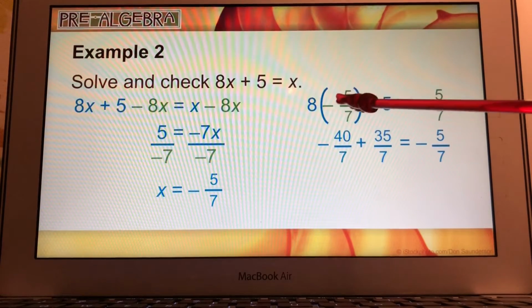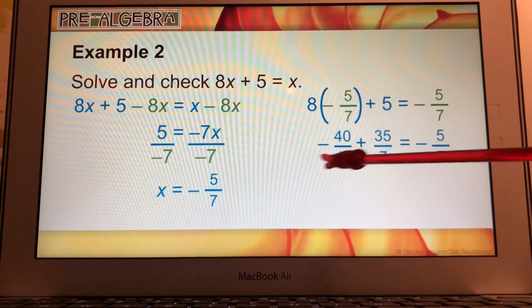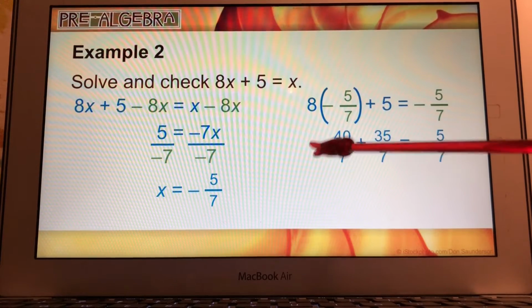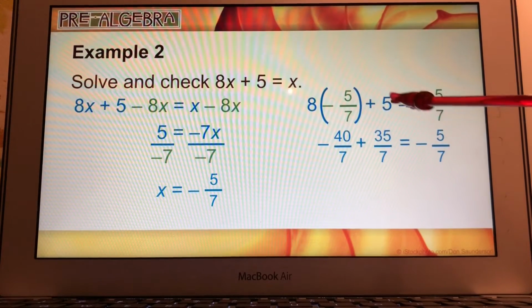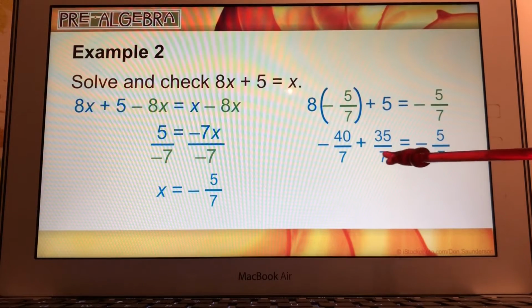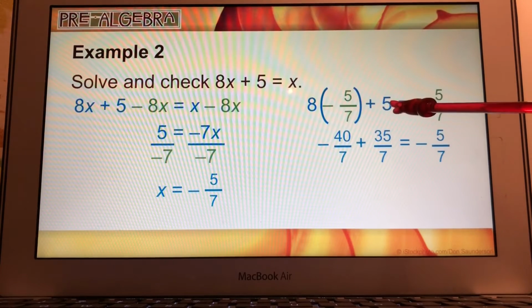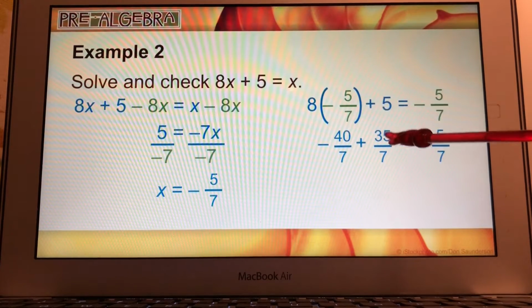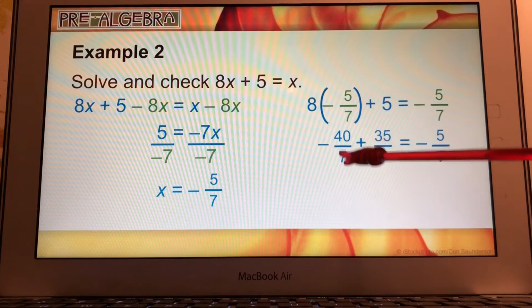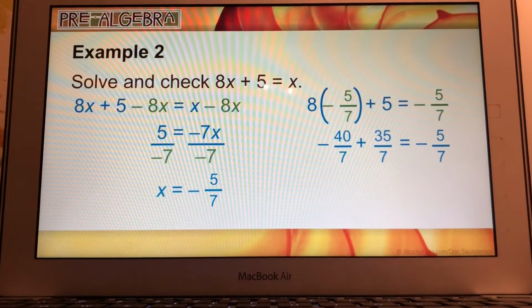Well, you multiply 8 times 5, and that's going to give me 40, right? And the denominator stays the same. And then here, I'm going to convert 5 to a fraction over 7, because then I have a common denominator. 35 divided by 7 gives me 5. Or if you say 5 times 7, that's going to give me 35. Okay, so now I can subtract these two fractions. And does that equal the same thing? Why, yes it does. So I have negative 5/7 is equal to negative 5/7.